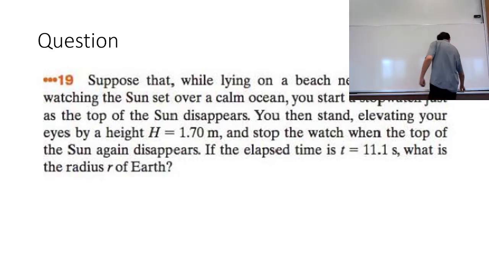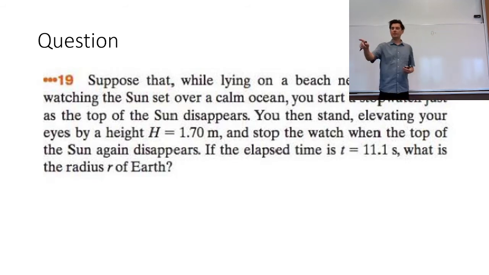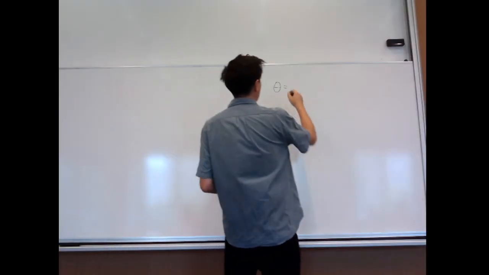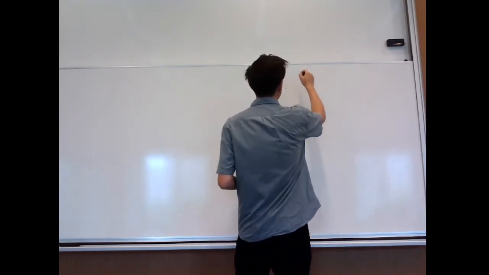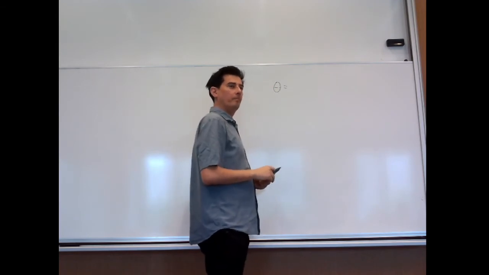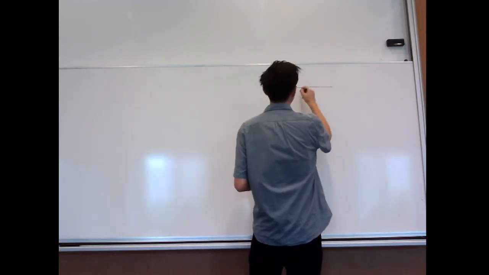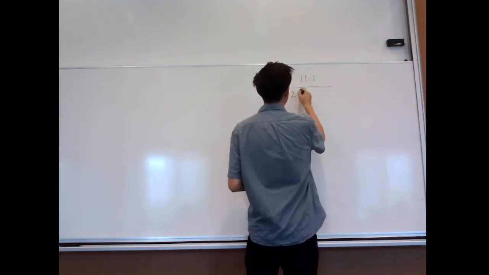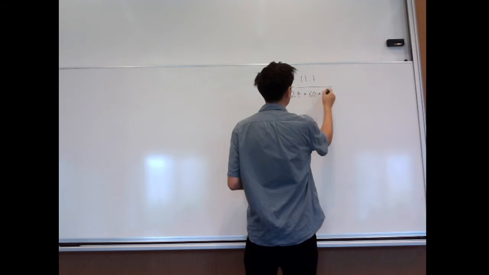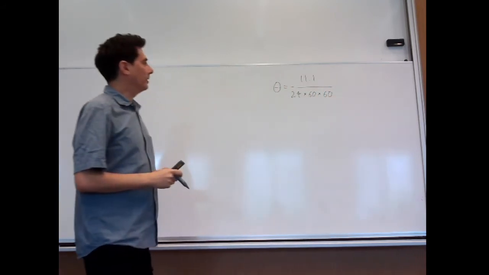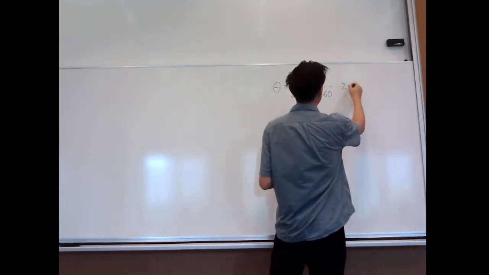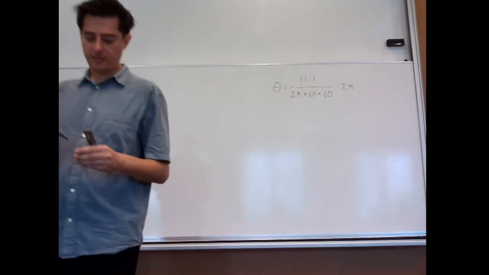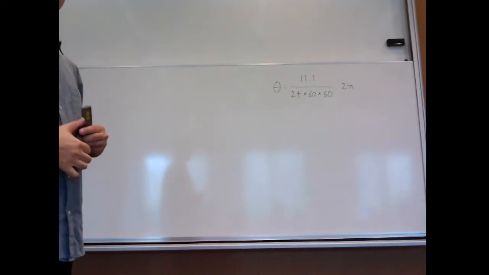Right. Okay, so let's write that down. The angle. Okay. So how do we work out the angle? A day has 3,600 times 24 seconds, right? And it's 11.1 over that number, times 360. So 24 hours times 60 minutes times 60 seconds, times 360. Or maybe we can do 2 pi. Yes, same thing. So that's going to be our angle in radians.